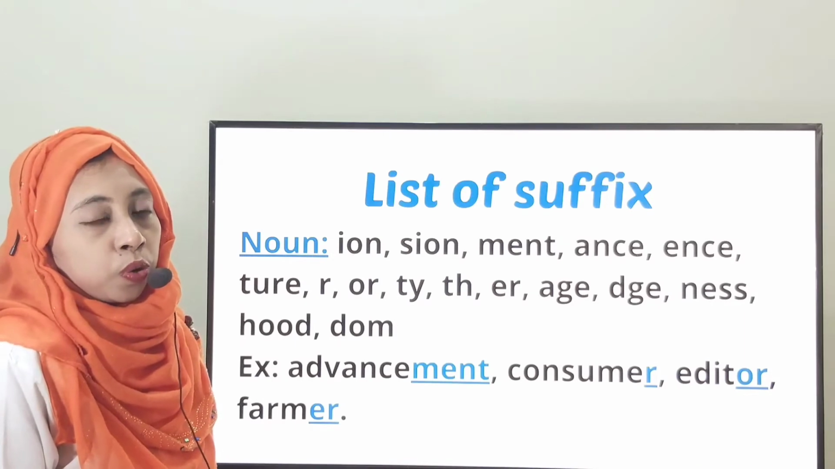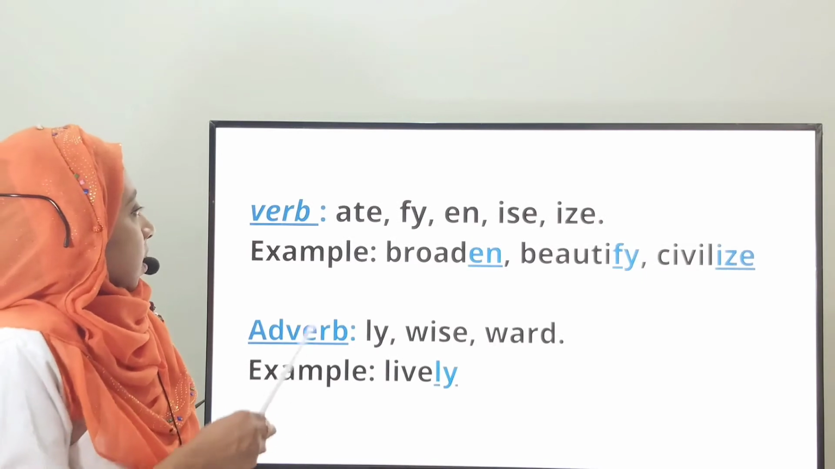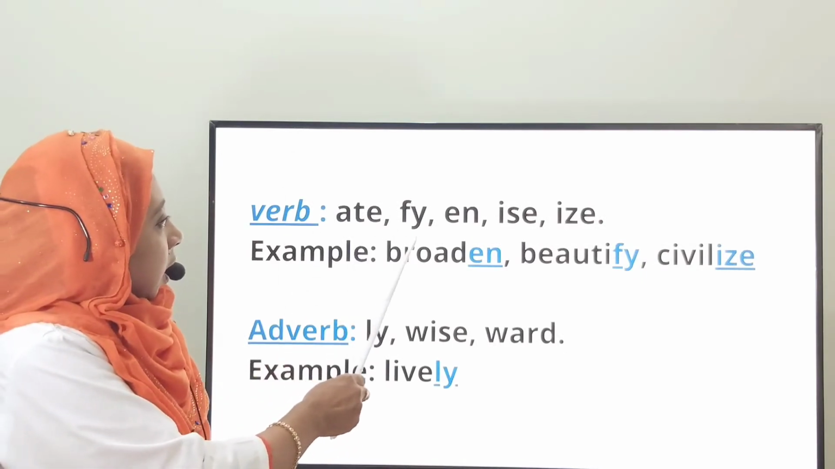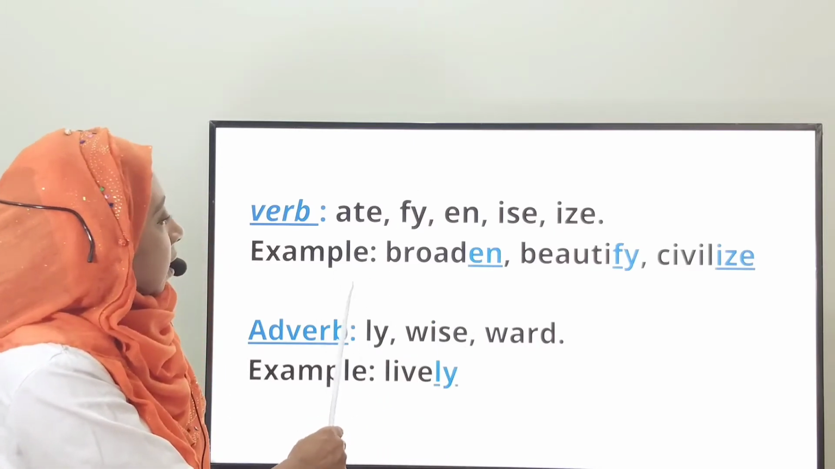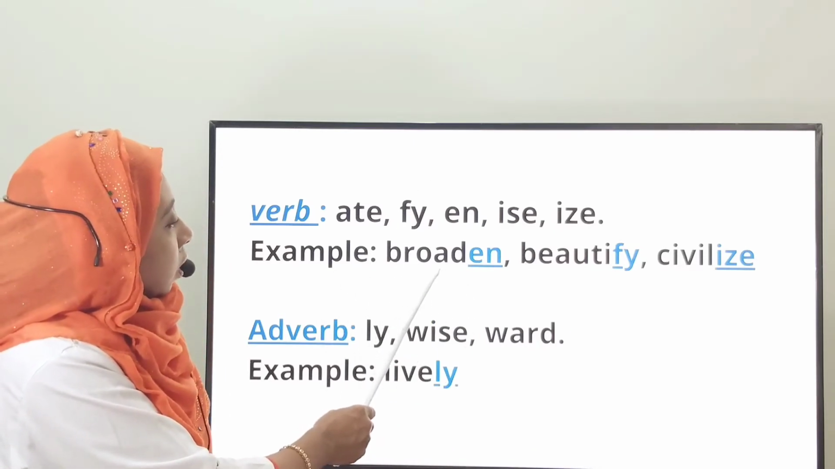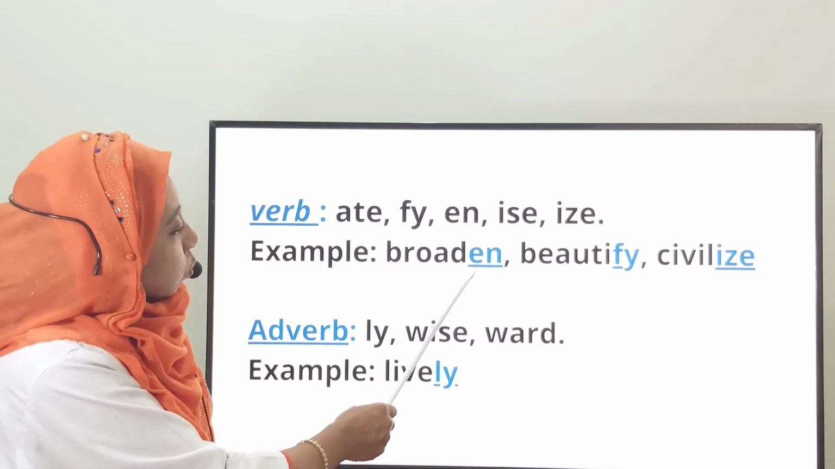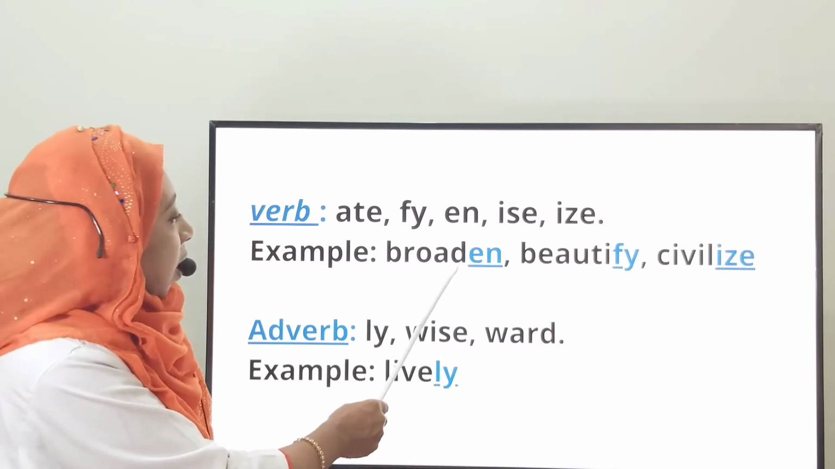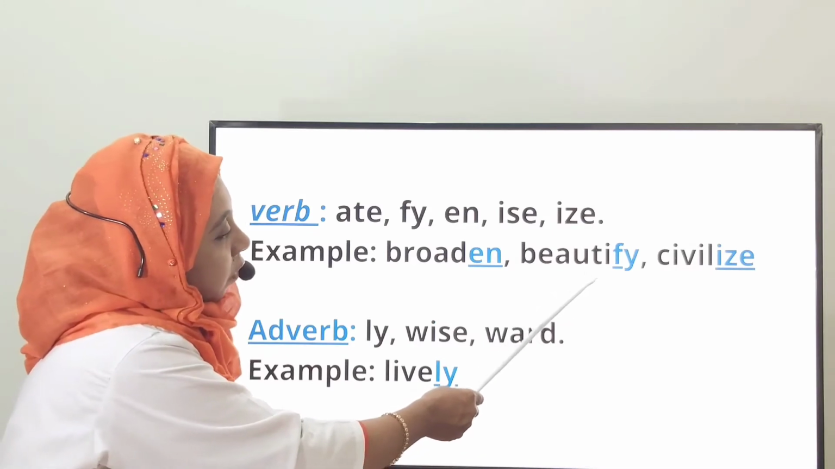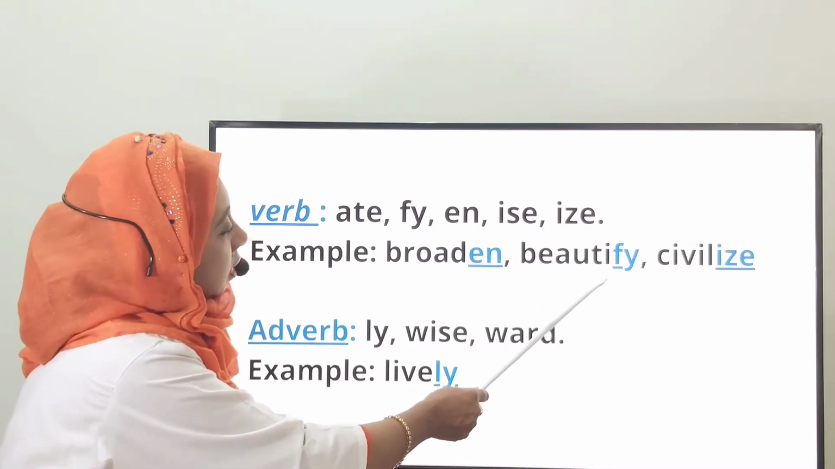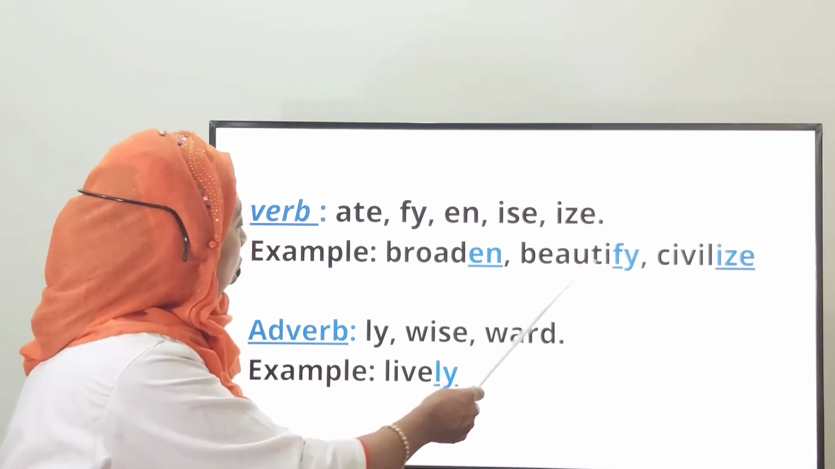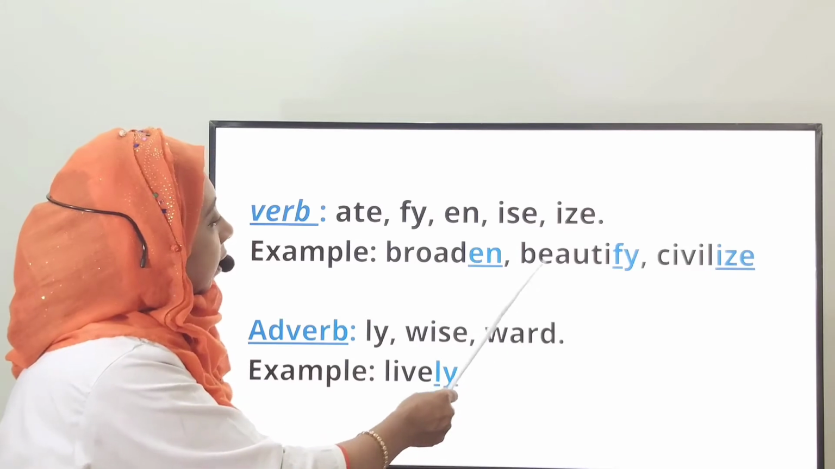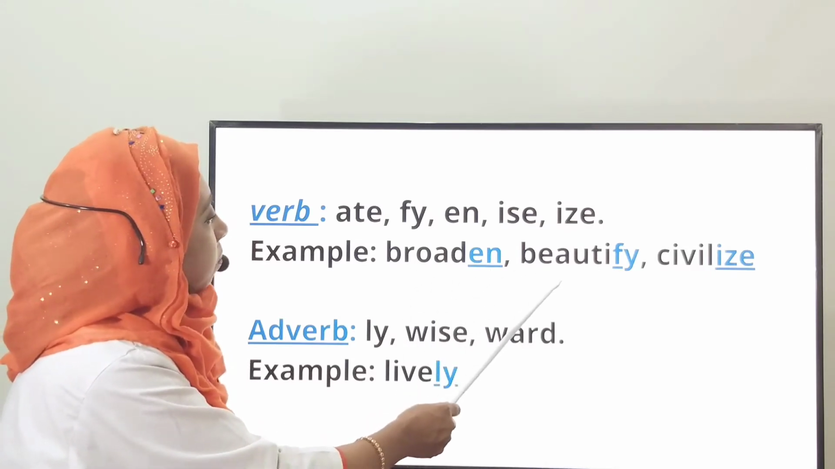Now we will know some suffixes which are used to make words such as verbs: ate, fy, en, ize and so on. For example, we can get here broaden. Broad is the root word or base word. After that, we use en and it becomes a verb. Beautify. Beauty, after that we use fy suffix and a new word beautify is created. Civilize. All these are suffixes that after using the suffix, the word becomes a verb.